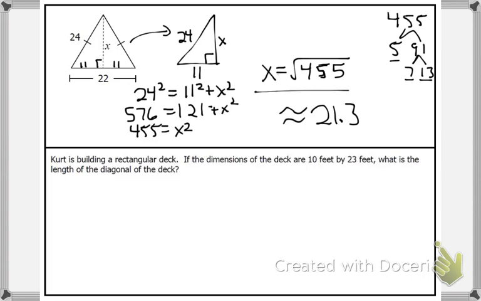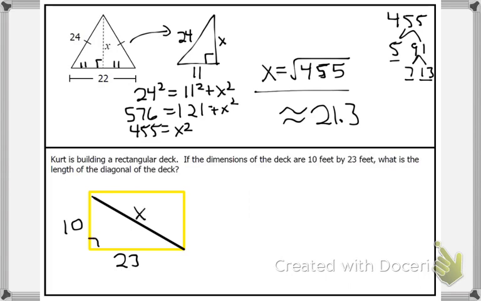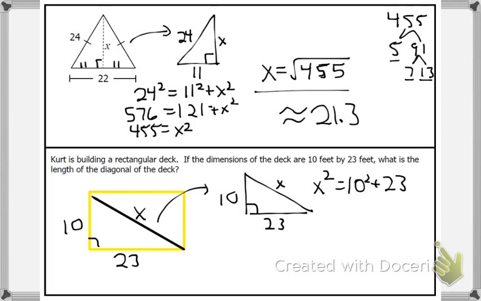In the next problem, we have Kurt is building a rectangular deck. The dimensions we have are 10 feet by 23 feet, and we're looking at the diagonal. Now if it's a rectangle, we know we have right angles, and this becomes our right triangle with 10, 23, and x. So we're going to say x squared equals 10 squared plus 23 squared. x squared equals 100 plus 23 squared is 529. Then x squared equals 629.